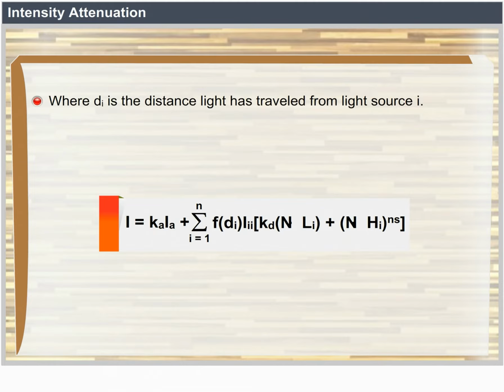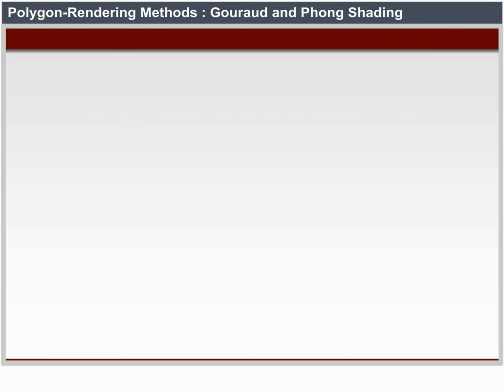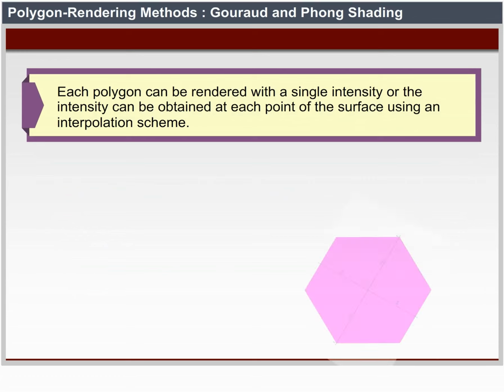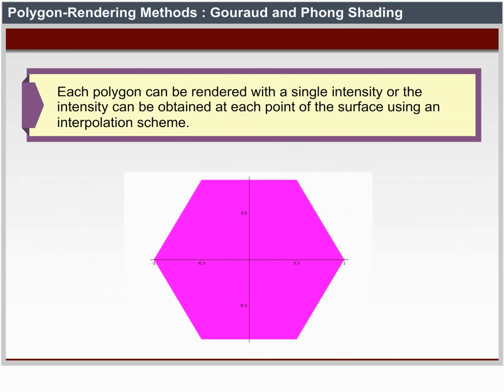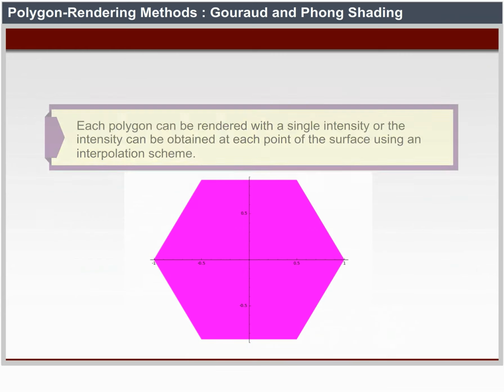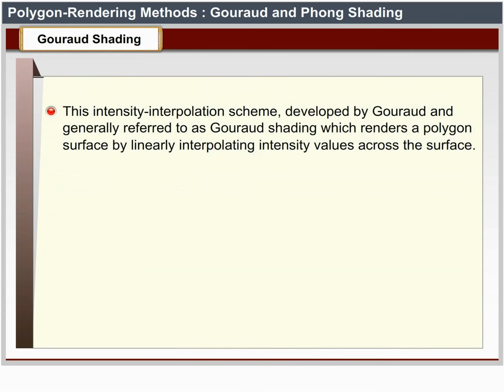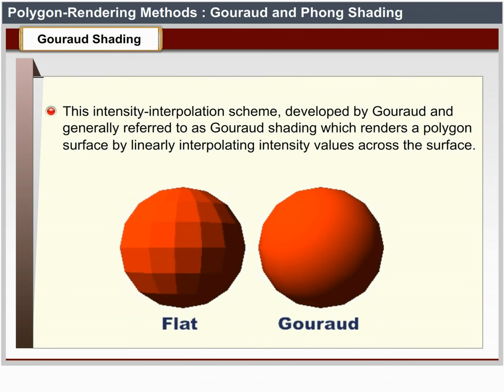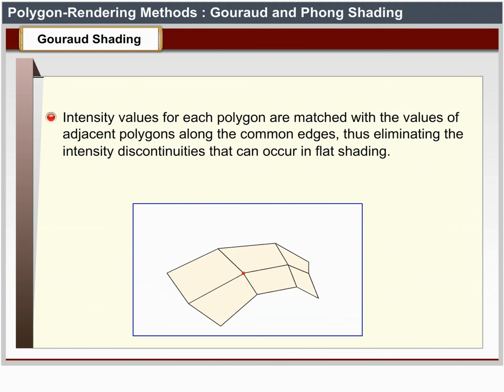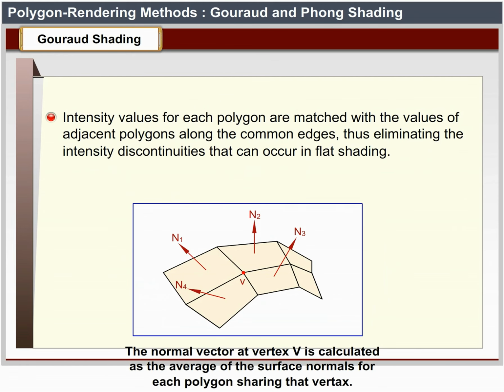Polygon rendering methods, Gouraud and Phong shading. Each polygon can be rendered with a single intensity, or the intensity can be obtained at each point of the surface using an interpolation scheme. Gouraud shading. This intensity interpolation scheme, developed by Gouraud and generally referred to as Gouraud shading, renders a polygon surface by linearly interpolating intensity values across the surface. Intensity values for each polygon are matched with the values of adjacent polygons along the common edges, thus eliminating the intensity discontinuities that can occur in flat shading.